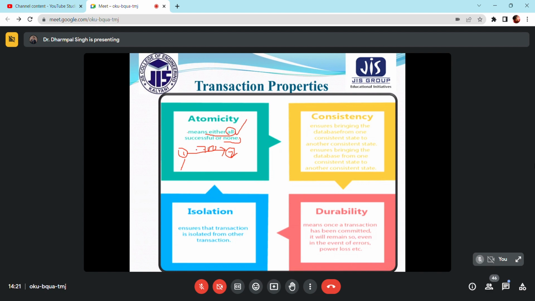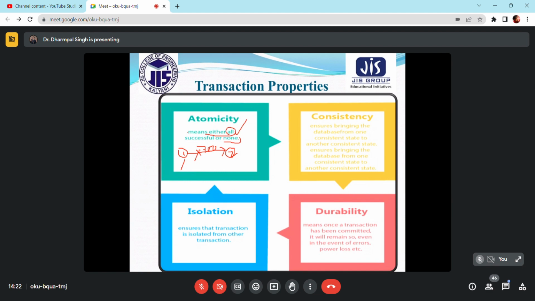But suppose due to a link failure, the money is deducted but not credited to account B, so it will be unsuccessful. This type of thing will not be allowed. We have to roll back to our original state. Atomicity comes from atom, meaning one, a single unit. It means the transaction will be either all successful or not at all. If a transaction starts, it must be committed, otherwise it will be in the abort state.